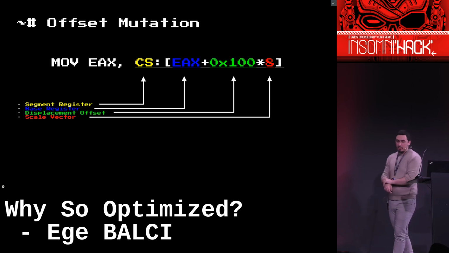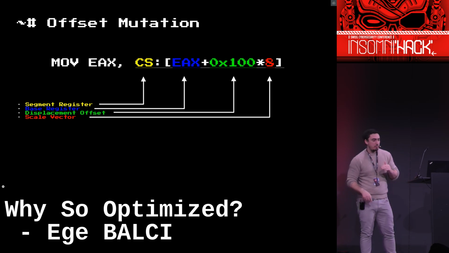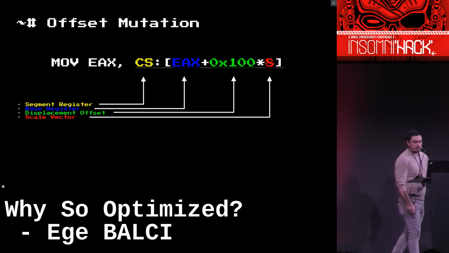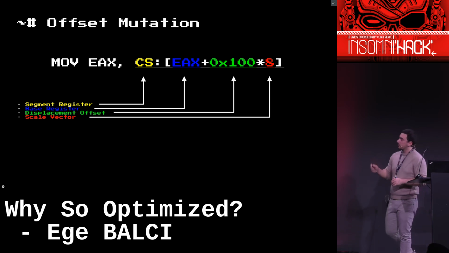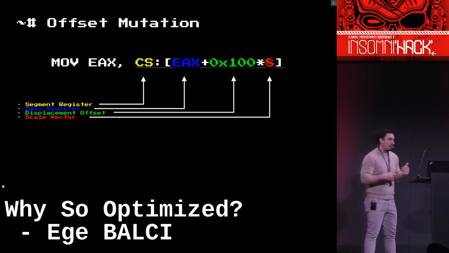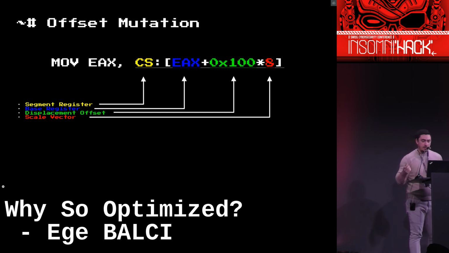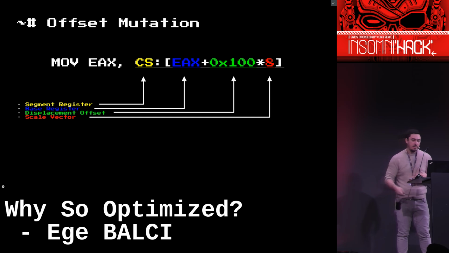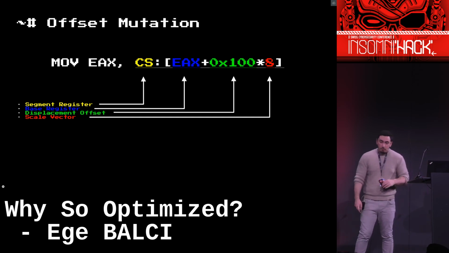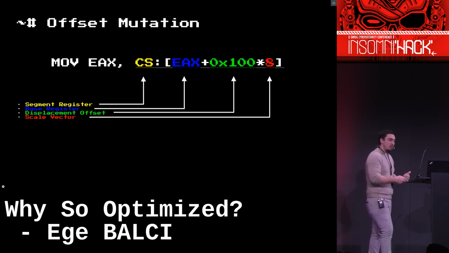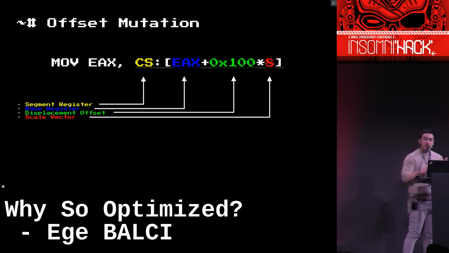And this is our fourth transform gadget. So this is offset mutation. We will be mutating the memory offsets. So this is a typical instruction with a memory operand. A memory operand can have multiple values, such as segment registers, a base register, a displacement offset, and a scale vector. It's the thing you multiply with at the end. So what we want to do is change the displacement offset, because this changes the instruction a lot.